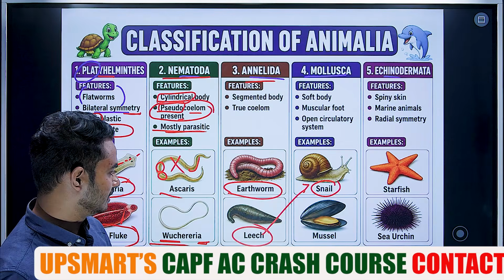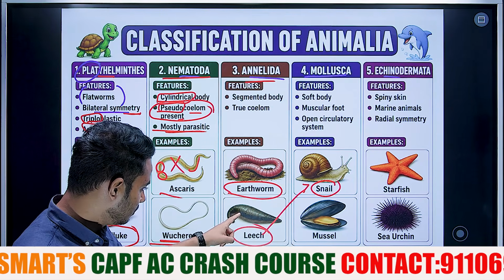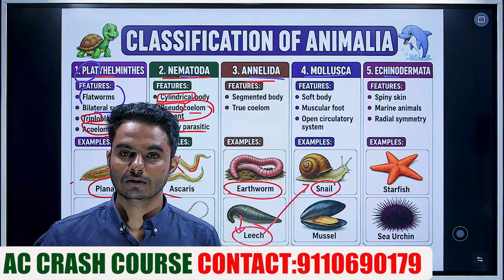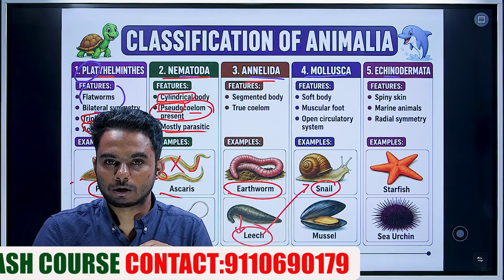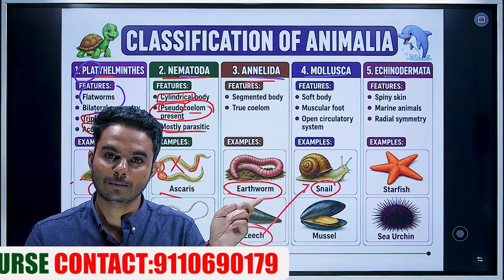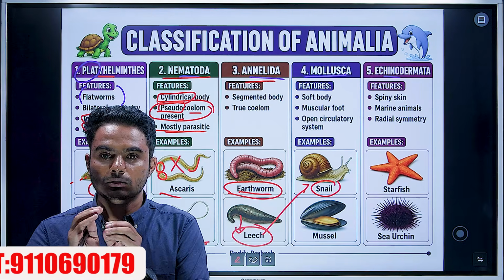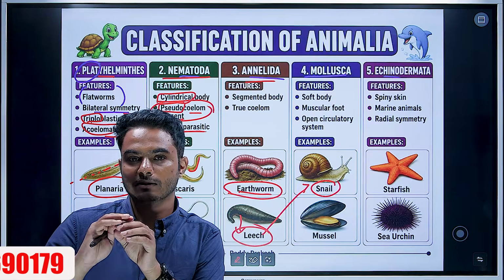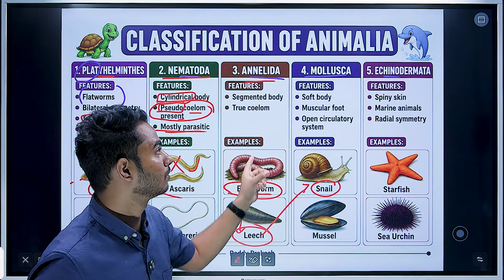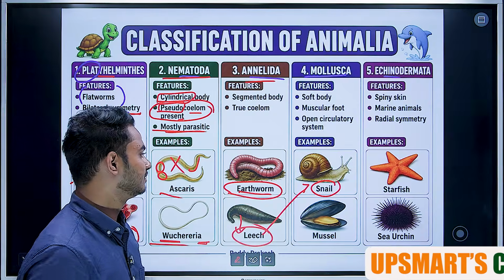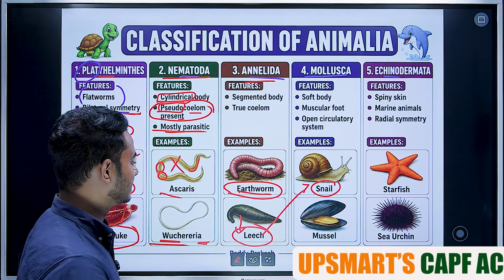Why I am stressing these is because you have seen leech, but you might feel like they also have mucus around their body. They are also soft, so they belong to mollusca. And earthworm also has a soft body. It seems like they have mucus around their body, so they belong to mollusca. No. The main differentiation between both of them is the segmented body.